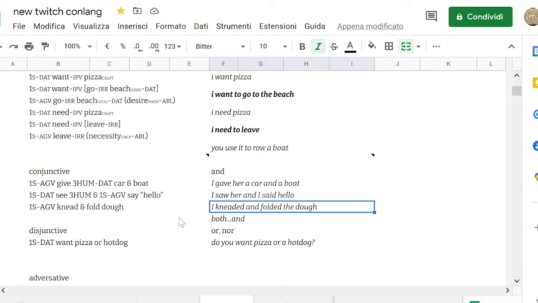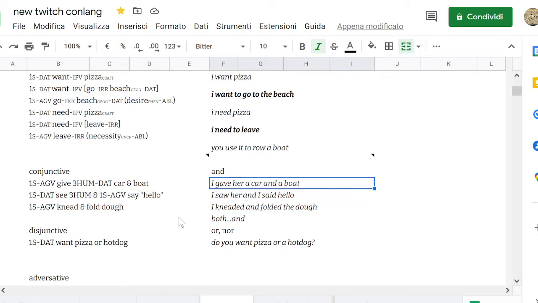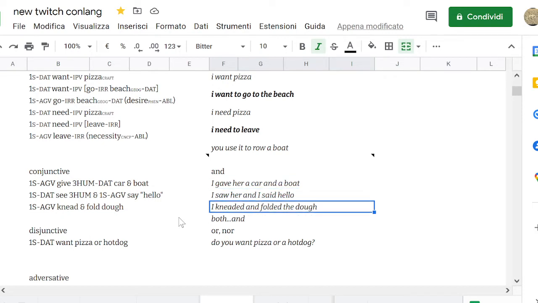But it could also just be saying that those are the two things you did. Like, I both kneaded and folded the dough. That was my task list, I got those both done, and now I'm finished. It's your turn to get involved. Or I could say, I gave her both a car and a boat, but nothing else. Like, that's it. Both and can be pretty ambiguous in English. But if I were to do that in this language, I think it would be more definitive, like, this is how I can tell that the list is over.